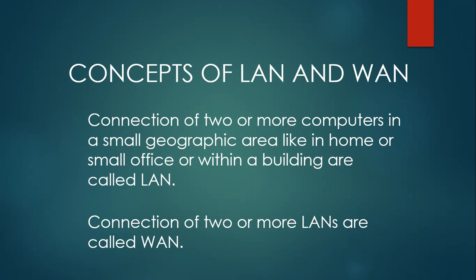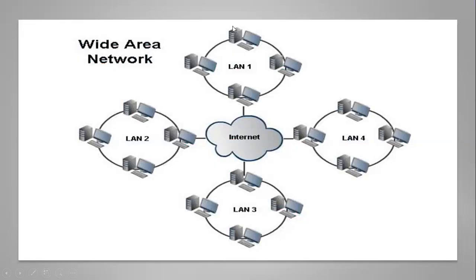Concepts of LAN and WAN: any connection of two or more computers in a small place is called a LAN. Suppose 2-3 computers are connected in your house or in your office, it is called a LAN, and a connection of more LANs is called a WAN. Two or more LANs are called a WAN. You can have a look here. This is a LAN connected in a small place or small office, like a small building, a small geographical place, and this is connected by internet all over the world, and this is called the WAN, wide area network.